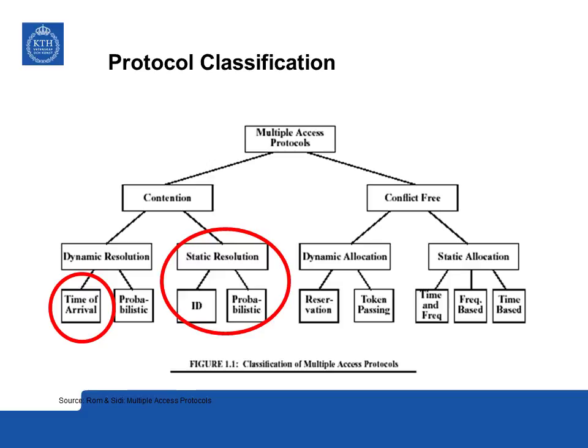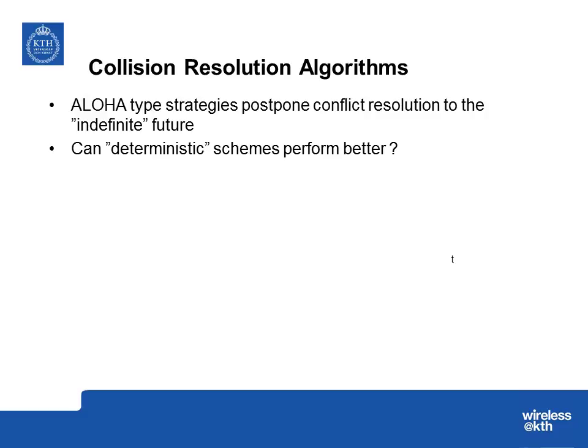Looking at our protocol classification, we are still in the lower left-hand corner on contention protocols, and we're going to look at dynamic and static resolution schemes using either probabilistic, time of arrival, or station ID ways of resolving conflicts. The key question we're going to ask in this seminar is whether we can do better than the probabilistic conflict resolution schemes proposed in the ALOHA schemes.